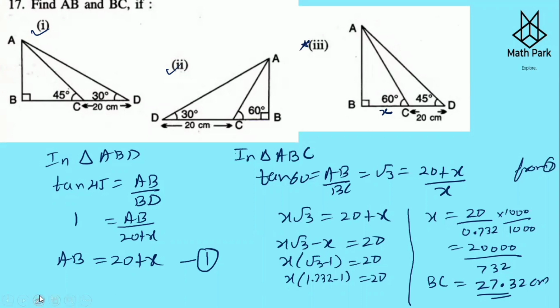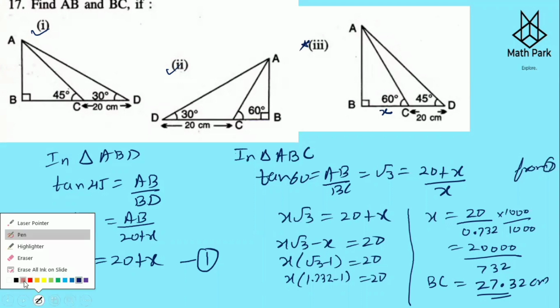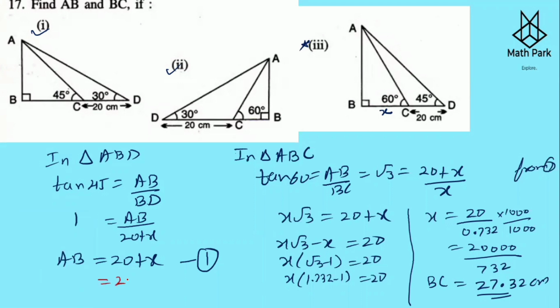Now to find AB, let us go back to equation number 1. So AB is equal to 20 plus 27.32, which is 47.32 centimeter. That is your AB. This is how we have done question number 17.